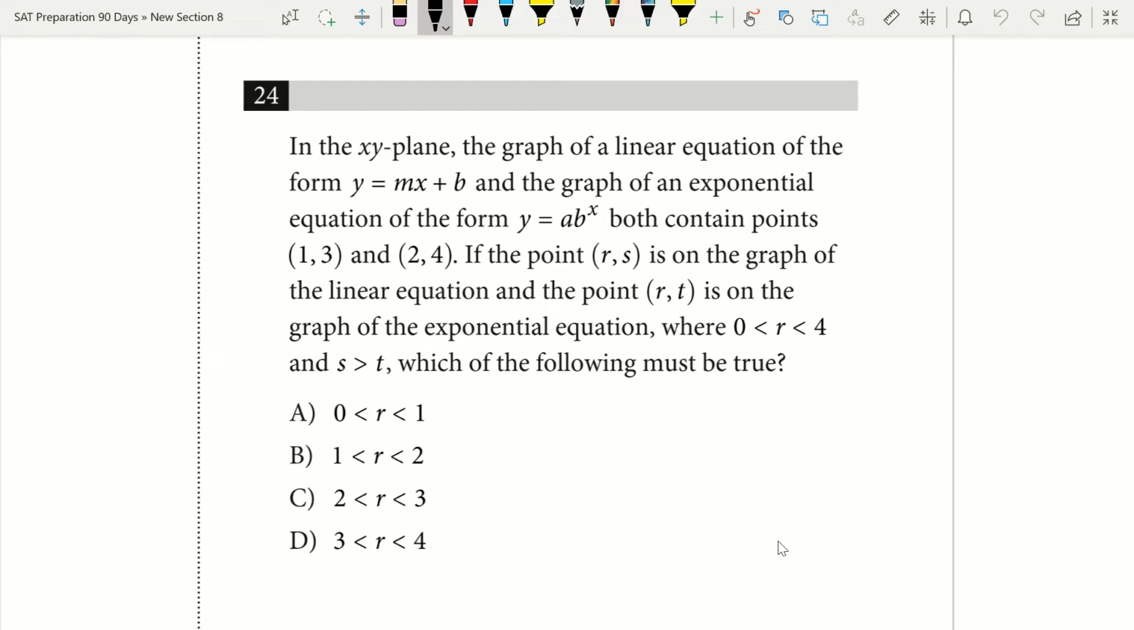Today I'll be taking you through about 20 to 25 minutes of the math section and then about 30 minutes with the SAT reading section.